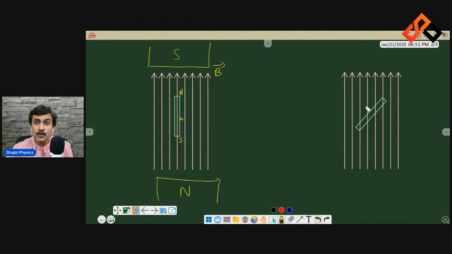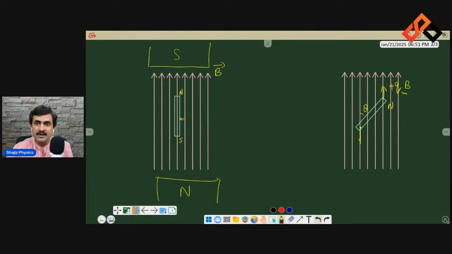Whenever you rotate it through an angle theta, again here the force is plus qm. Here qm represents the pole strength of the magnet, not the charge. Magnetic pole strength. And when you multiply this magnetic pole strength with B, you will get the force acting on the north pole, which is the repulsive force.